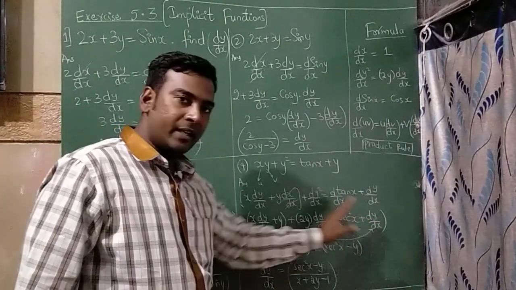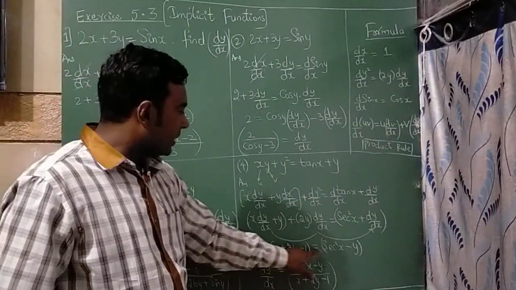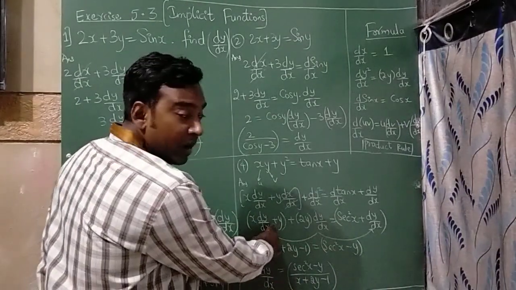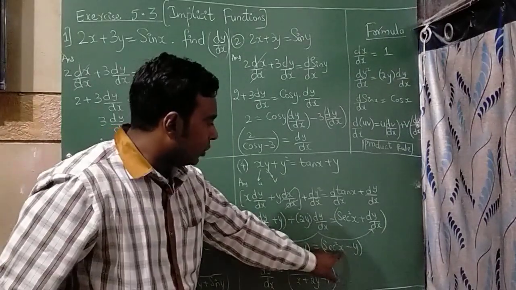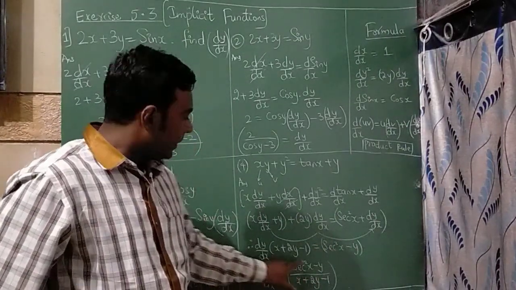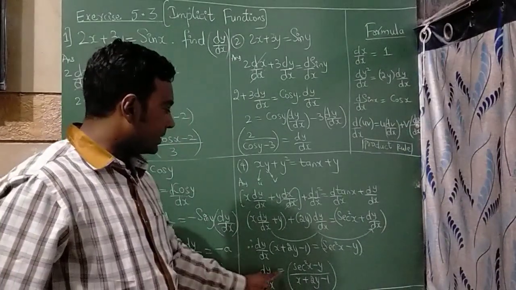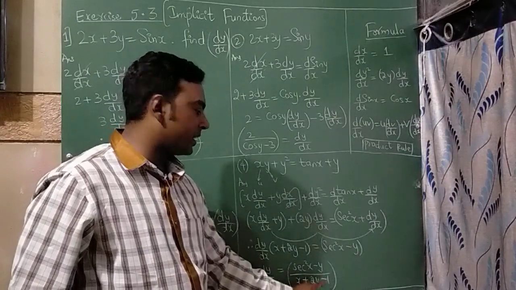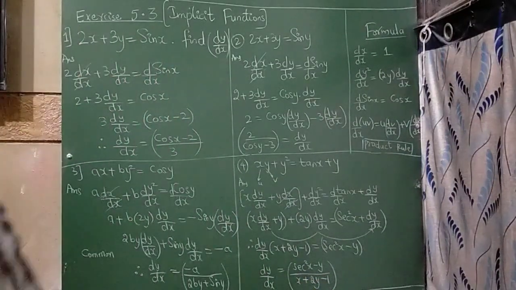Since this dy by dx will shift to the left hand side, it will become minus 1 is equal to this secant square I have written as it is. This plus y will go to the right hand side, so it will become minus y. So this numerator part I have written as it is. This will go to the denominator. So dy by dx is equal to secant square x minus y divided by x plus 2y minus 1. Let us move on to the fifth sum now.